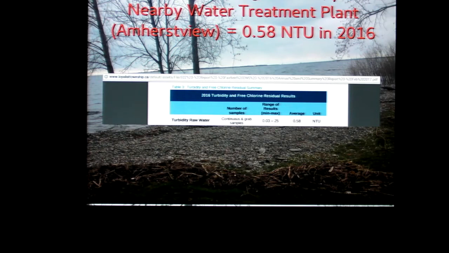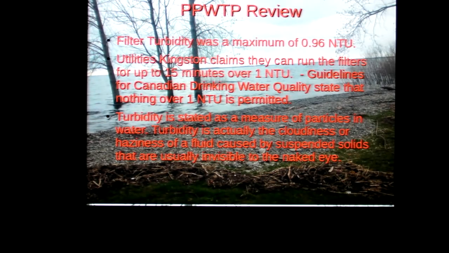The average for 2016, Lake Ontario NTU, 0.58 NTU. So it's almost better to get the water directly from the lake than running it through the plant here at times. So filter turbidity was a maximum of 0.96 NTU. Utilities Kingston claims they can run the filters up to 15 minutes over 1 NTU. Guidelines for Canadian drinking water quality state that nothing over 1 NTU is permitted.